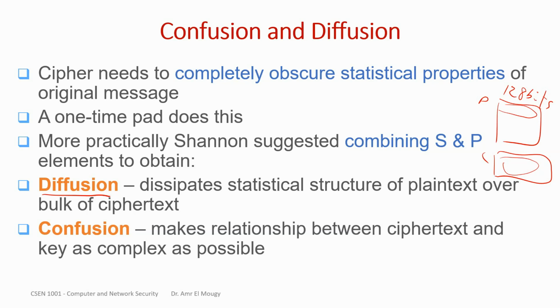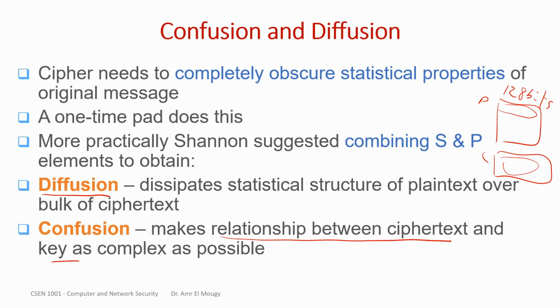Confusion means that the relationship between the ciphertext and the key is so complicated that you will not be able to figure out the key by studying patterns in the ciphertext. That means you want the encryption to be strong enough, confusing enough, such that you will not be able to figure out the key given your analysis of the ciphertext itself. So we want to be able to do substitution and permutation such that we achieve confusion and diffusion.